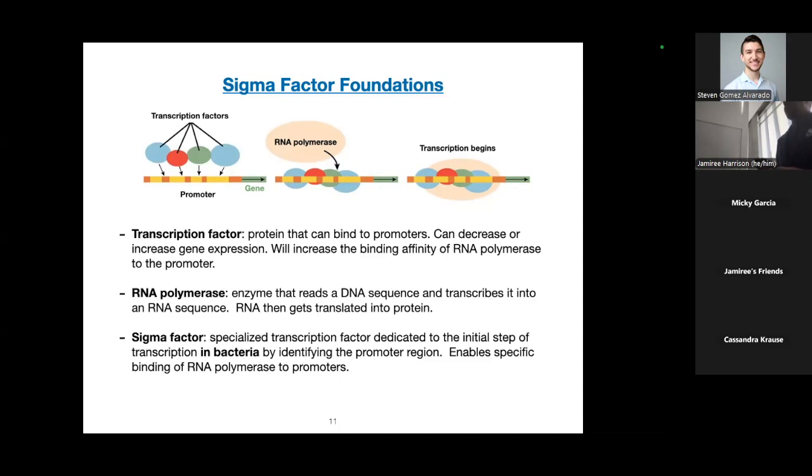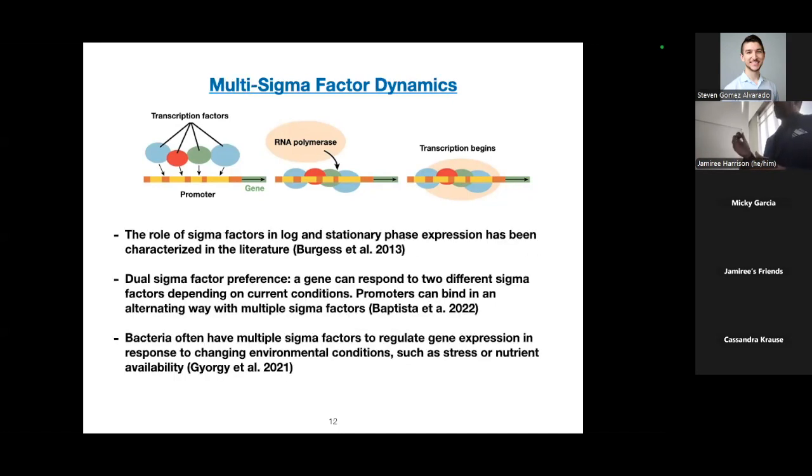Sigma factors are essentially bacteria-specific transcription factors. Transcription factors also exist in mammalian cells; you have them inside of you and in every cell of your body. But sigma factors in bacteria are dedicated generally to the initial step of transcription in bacteria. And since we have two distinct promoter regions for our hybrid promoter library, these sigma factor dynamics are going to be what drives these different phenotypes throughout the bacterial life cycle.